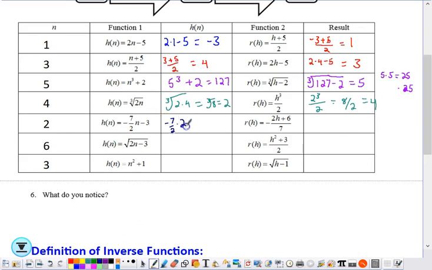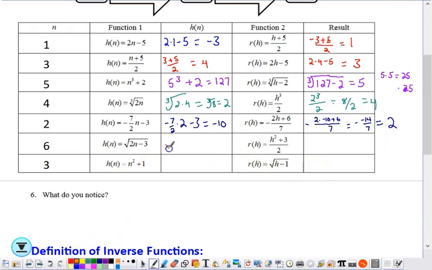Negative 7 halves times 2 minus 3. Well, negative 7 halves times 2, either the 2's divide out or it becomes negative 14 over 2, which is negative 7. Either way, it's negative 7 minus 3, which is negative 10. Two times negative 10 is negative 20. Negative 20 plus 6 is negative 14. Negative 14 divided by 7 is negative 2. And then the negative in front makes it a positive 2.